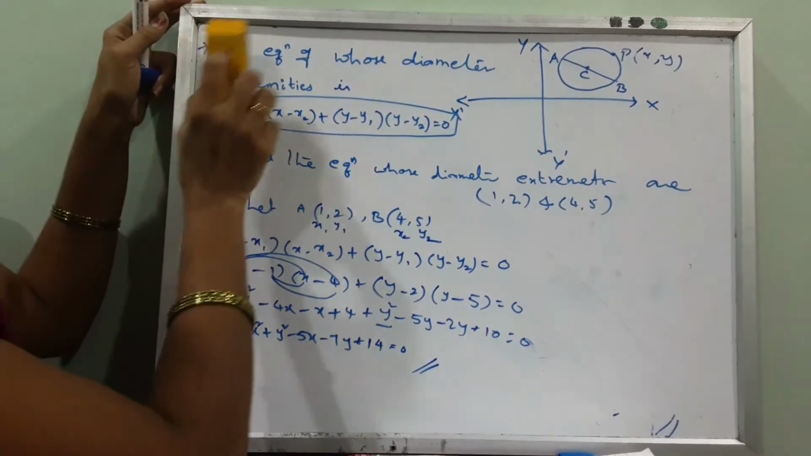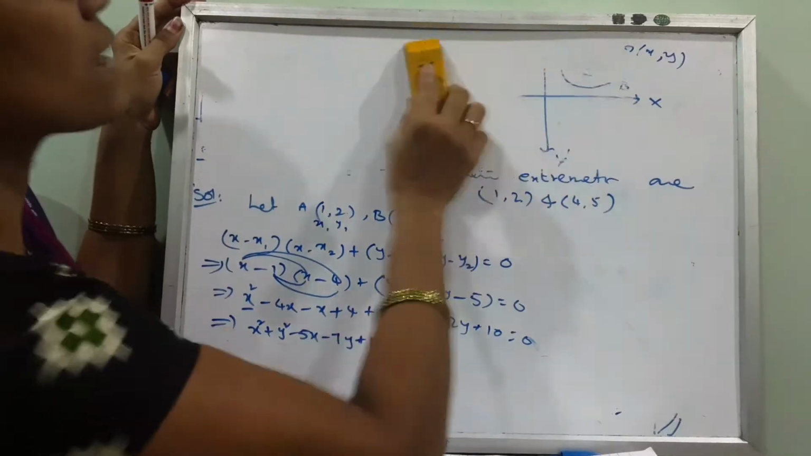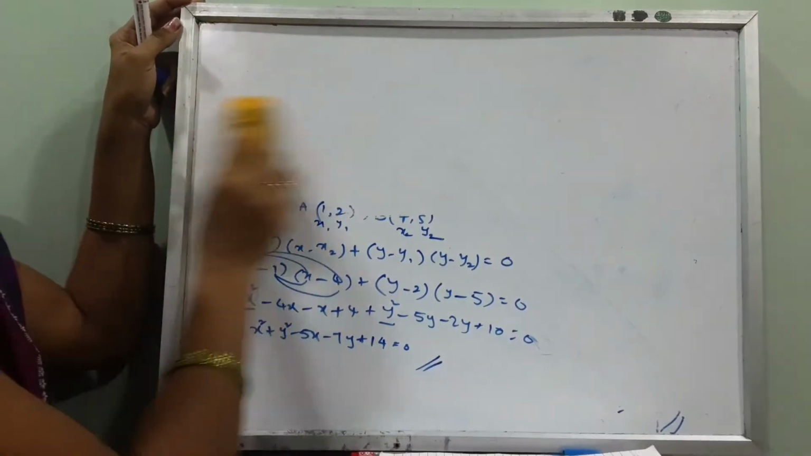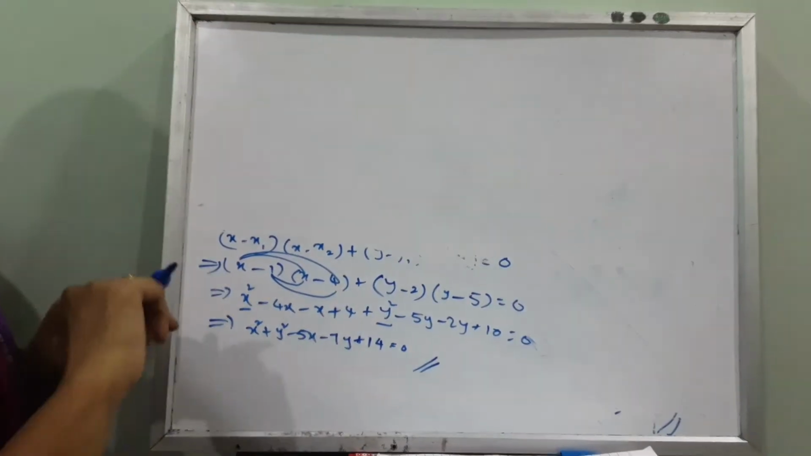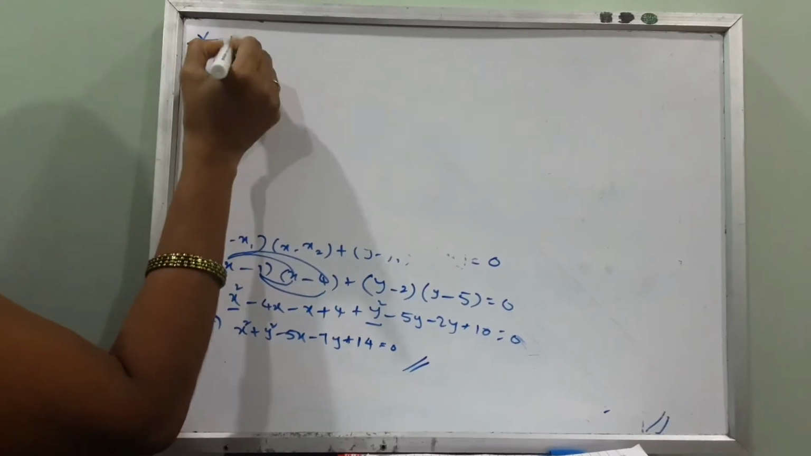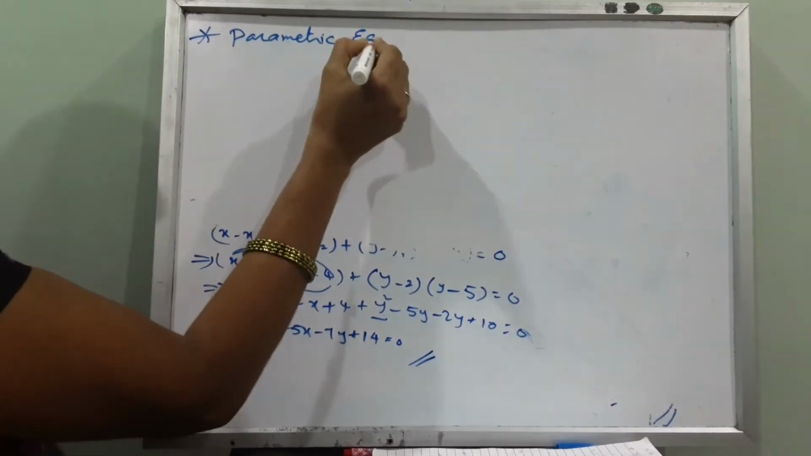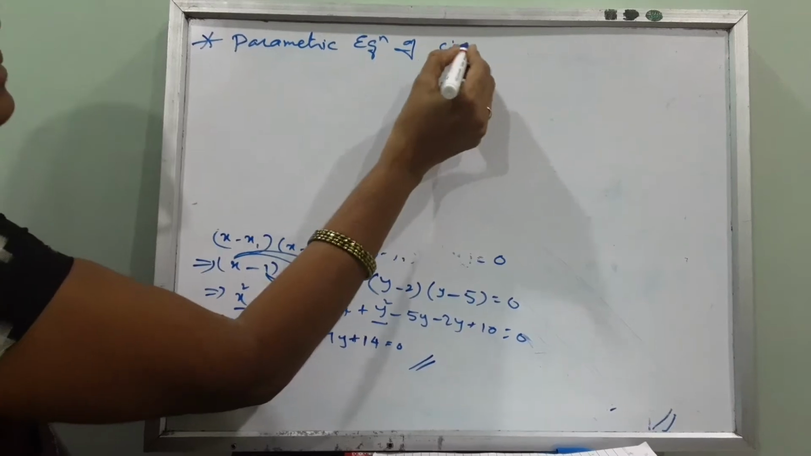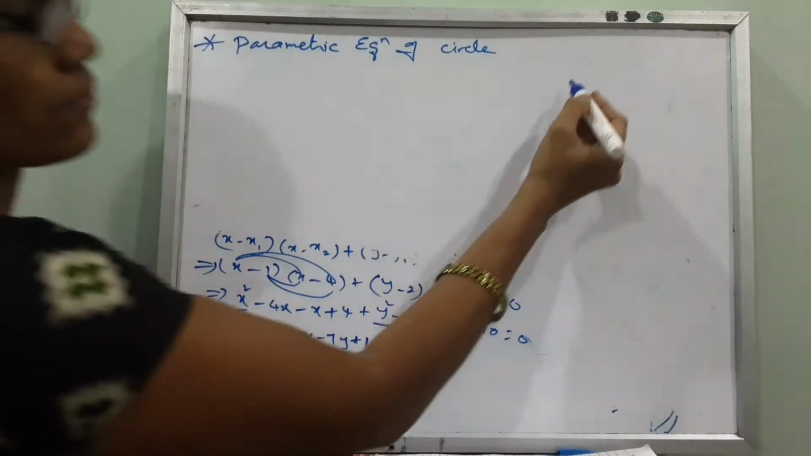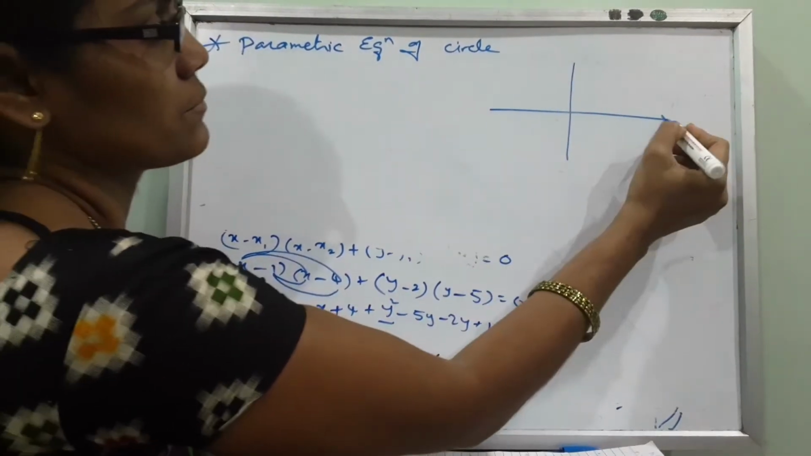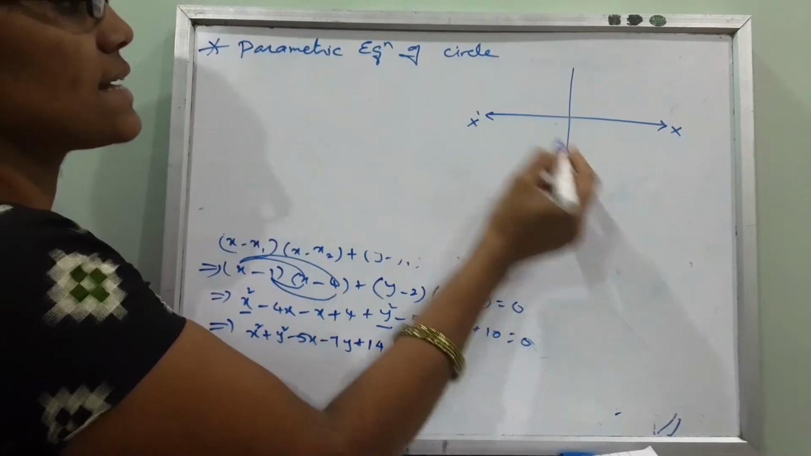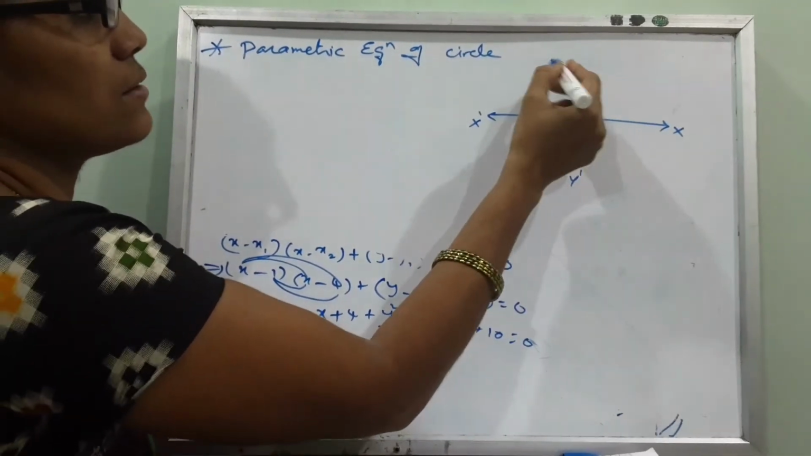Now the second concept is the parametric equation of a circle. Same diagram, x dash, y dash.